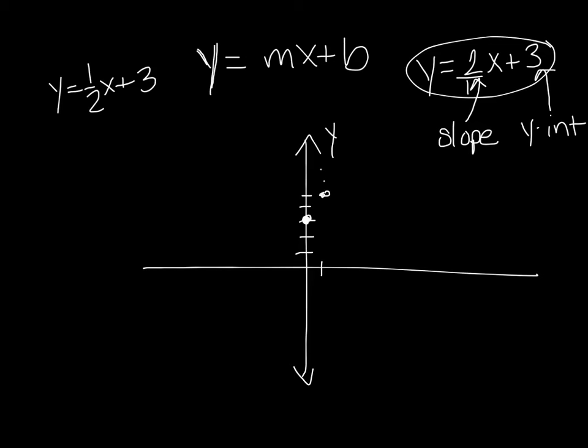Rise 2, run 1. Now I could also go in the other direction by negating, making both of these negative, or changing the sign of both of them. So now I have a negative 2 and a negative 1. That means I'm going back to my y-intercept. I'm going to go down 2, and then to the left 1, because the negative 1 means to the left: down 2 and to the left 1. And so here I have my line. And this is always going to be the way it is. Start with your y-intercept, then go to your slope.